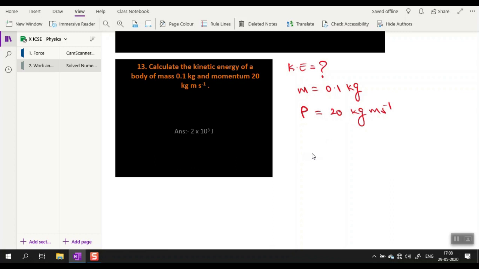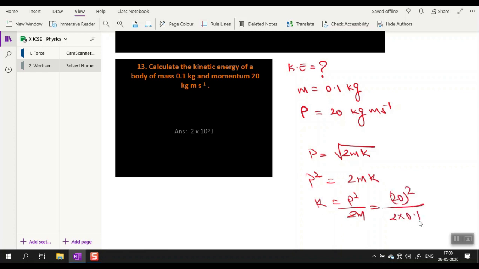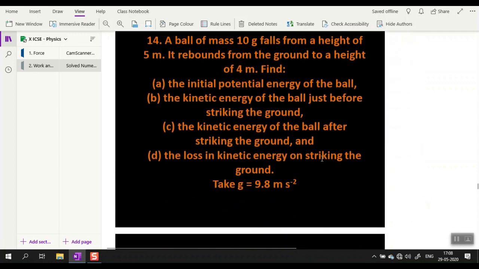So we know that momentum is equal to under root of 2mk, right? So p square is equal to 2mk, or k is equal to p square by 2m, which is 20 square by 2 into 0.1. Now if you just calculate this, you'll get the value of k. Okay, and the k's value should come out to 2 into 10 raised to 3 joule. Just calculate and find your answer. Okay, next.